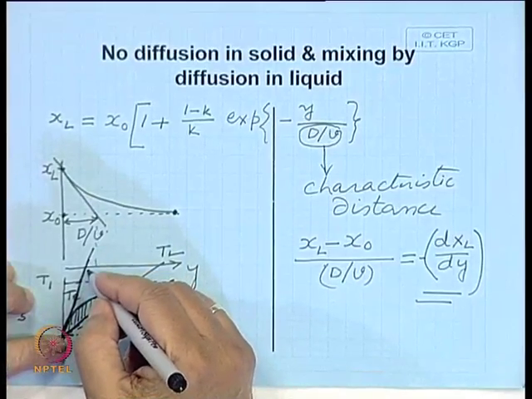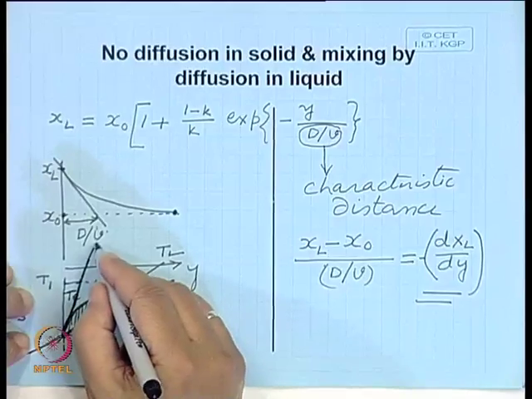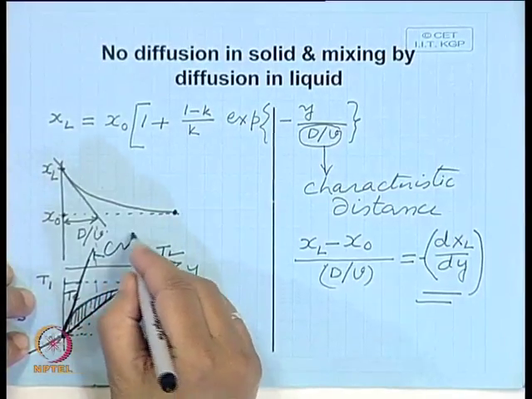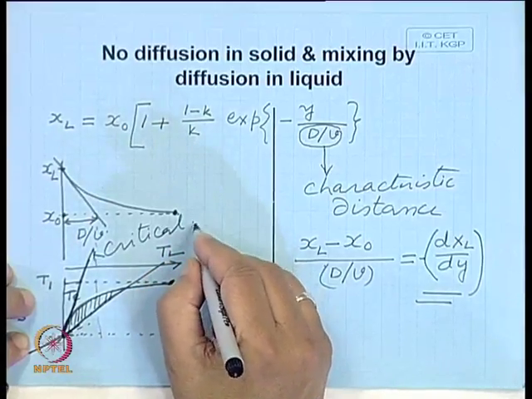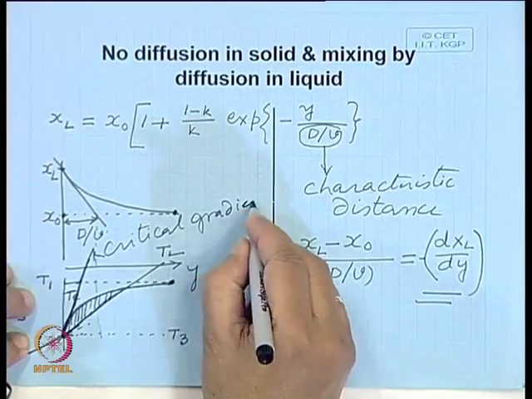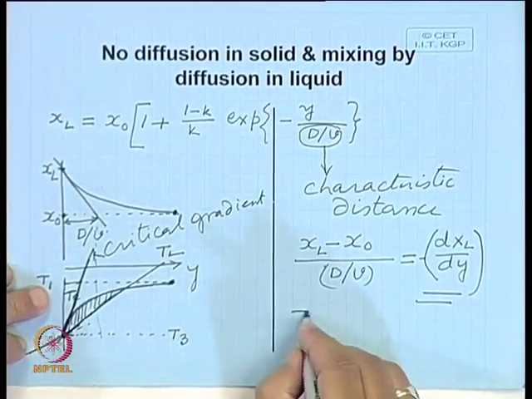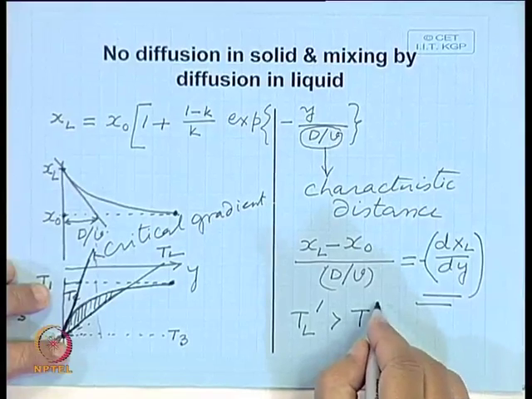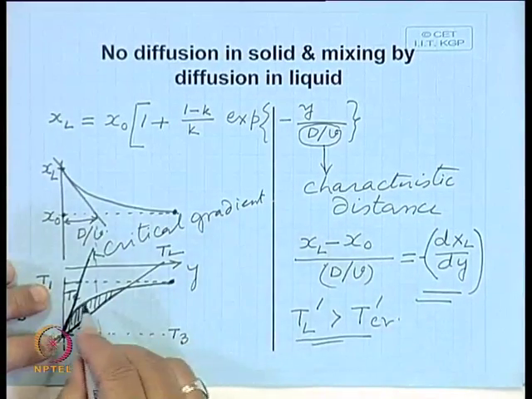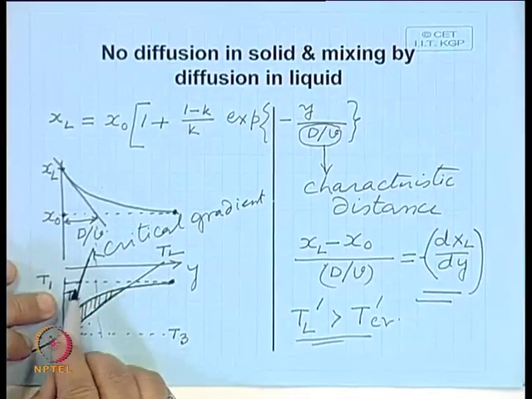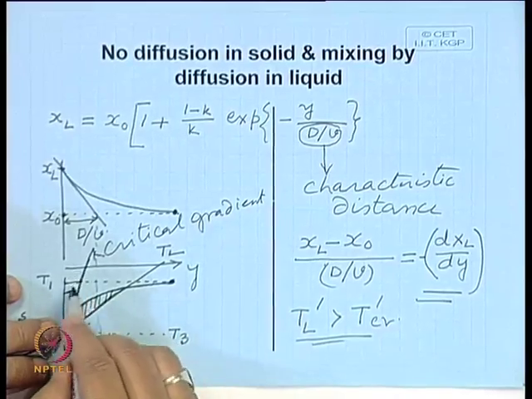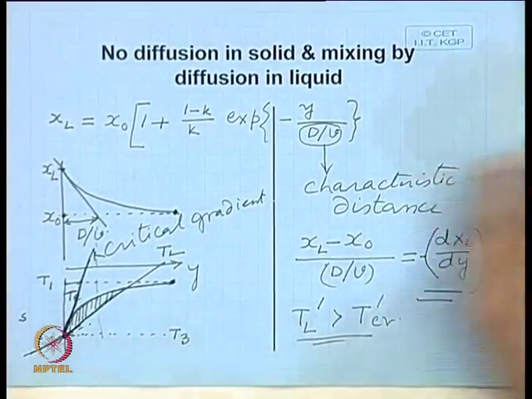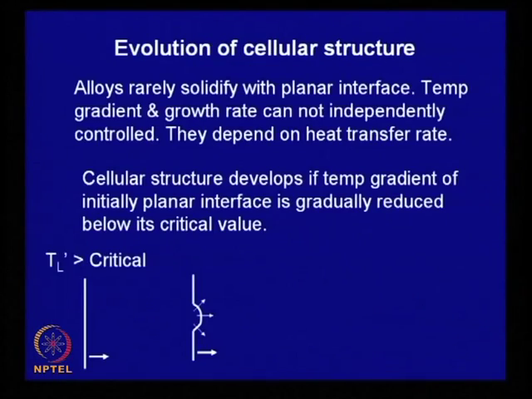And if this temperature gradient is greater than the critical value, you can say this is the critical temperature gradient. So, if this temperature gradient, that means the first differential of this with y, is greater than that critical gradient, in that case one can infer there is no constitutional supercooling, therefore, planar interface will be stable, and otherwise there will be deviation from planar interface.